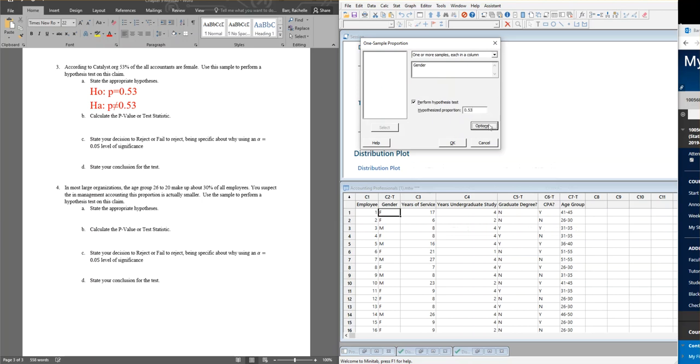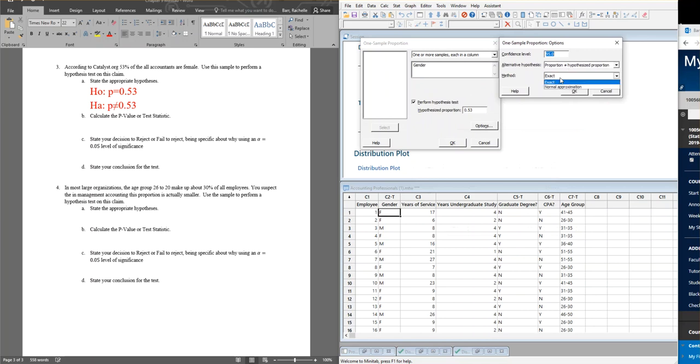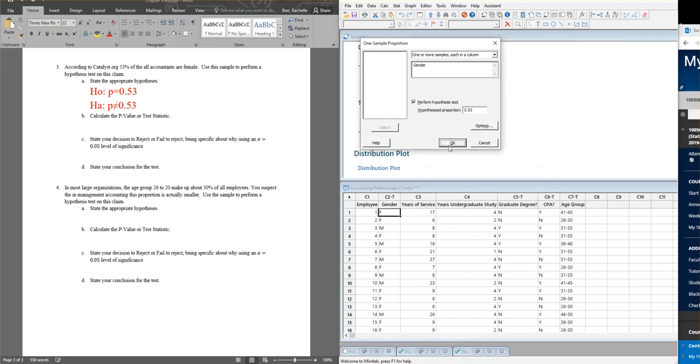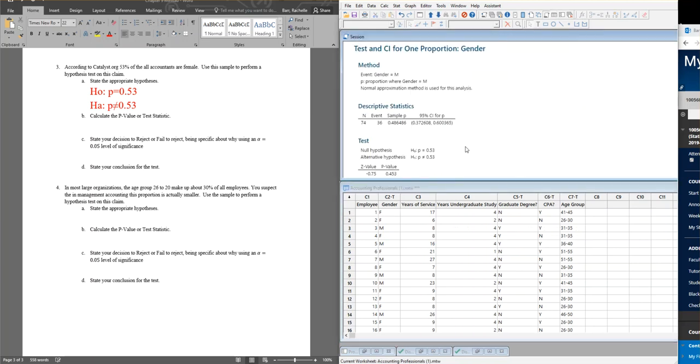I'm going to check my options. Here's where you've got to be careful. We want not equal to, and we are using the normal approximation method, not the exact method. They are slightly different. Once yours looks like this, you're good to go. So again, double check your alternative hypothesis. Make sure you're on the right method. Make sure you've checked the box to do a hypothesis test, or else it will not produce the test box that tells you the result of your test with your critical value and your p-value.